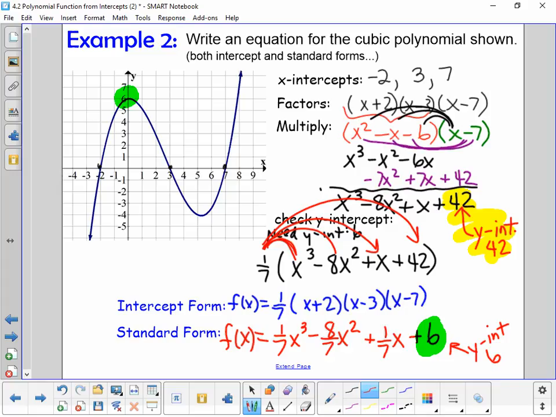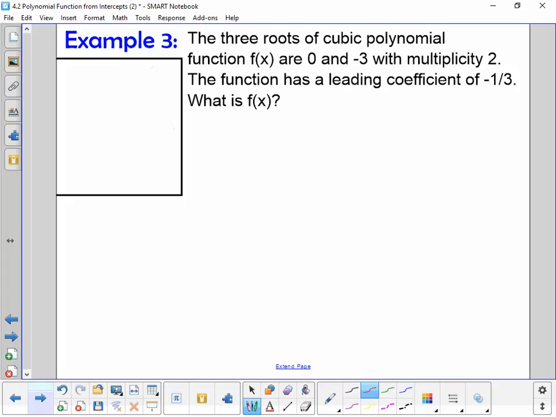Okay, so you'll have to check to make sure your y-intercept matches if it is given to you. And again, in example 1, it didn't specify. We just had to do it on example 2 because we had the picture.